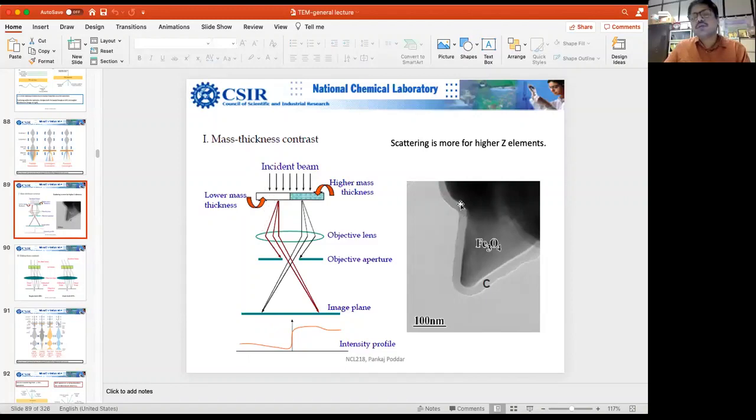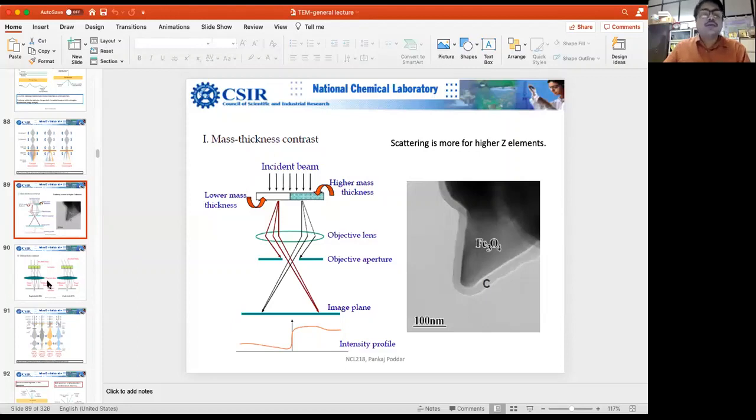One of the examples is in front of your eyes. You can see that the core is iron oxide, Fe3O4, and Fe being from the 3D series, it has more interaction. It has more contrast. It will scatter more. It will have a higher elastic scattering cross section, which is proportional to Z. So you can see that for the same thickness, this looks darker, and carbon looks lighter. Now you got it. This is called mass contrast, thickness contrast.